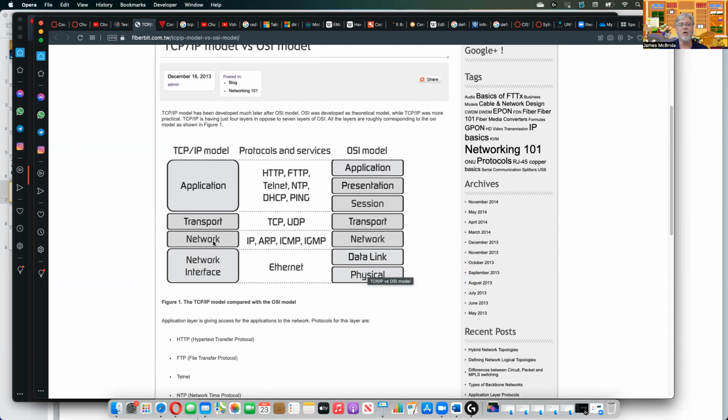The network layer, it deals with actually what protocols am I using to get beyond the local network? How am I getting beyond that?